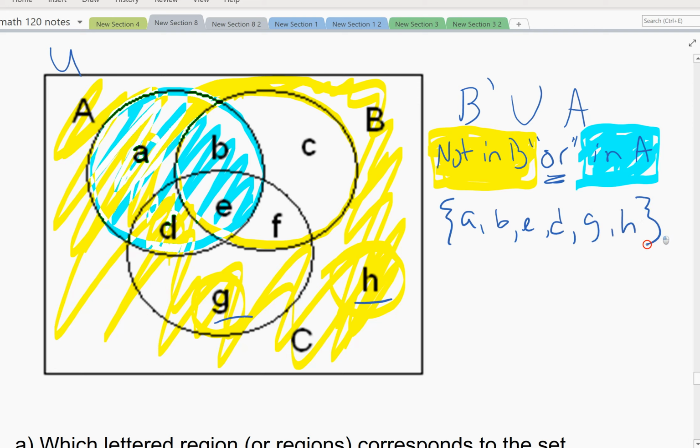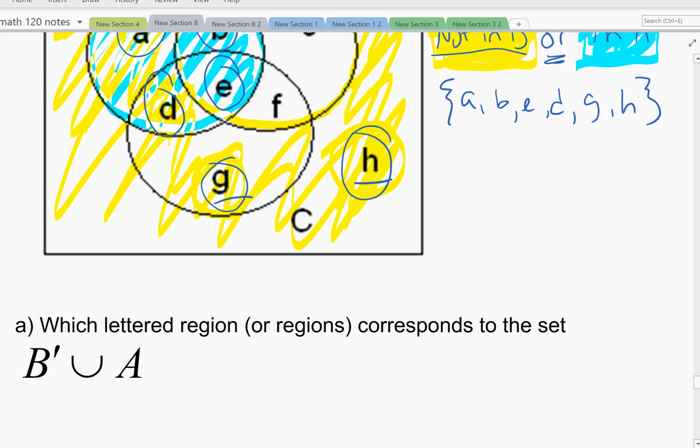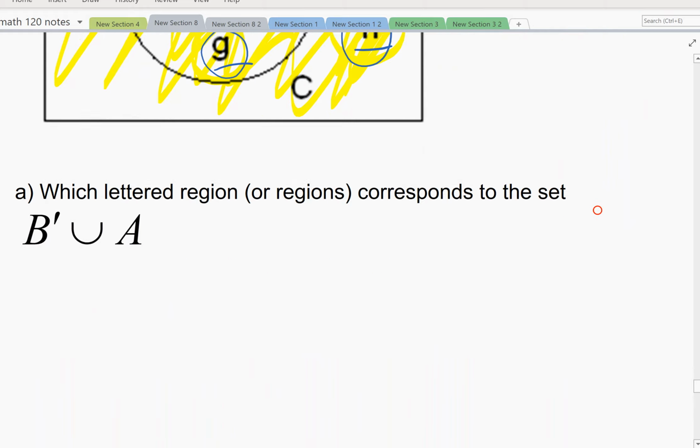Often, those are the ones students forget. They forget this G and this H that aren't in B. But I get to include those, because it's everybody not in B, which would be A, D, G, and H, or it could be in circle A, which would be A, B, D, and E. And so there's the first example. Those are all of the regions that correspond to the set not B or A.